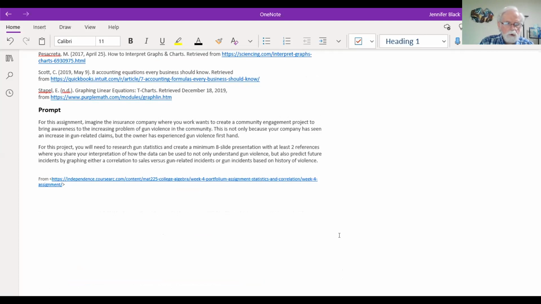Okay, here's the prompt. Imagine the insurance company where you work wants to create a community engagement project to bring awareness to the increasing problem of gun violence in the community. Gun statistics: create a minimum 8-slide presentation with at least 2 references where you share your interpretation of the data.